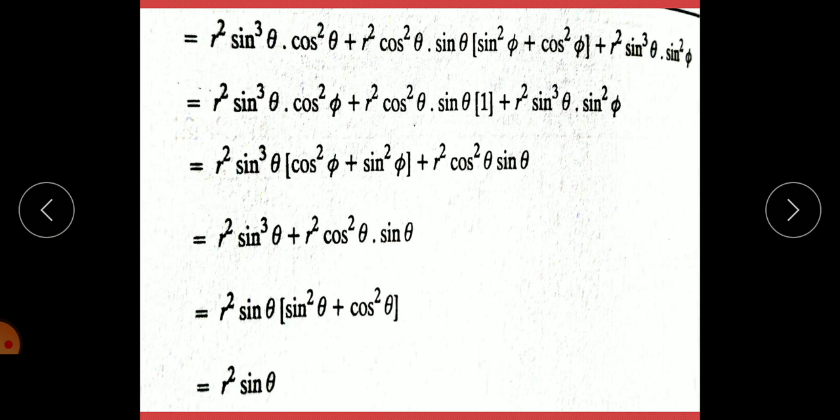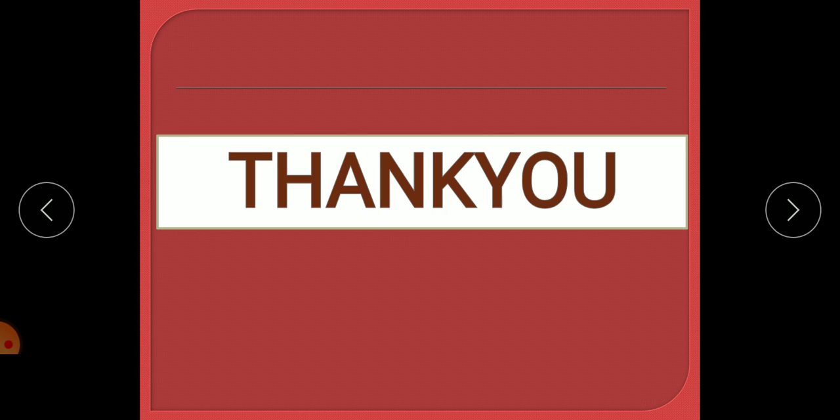From this we can find that sin squared theta plus cos squared theta equals 1. Likewise sin squared phi plus cos squared phi is also 1. And cos squared phi plus sin squared phi, here also we have 1. So apply that and then get the answer as r squared sin theta.